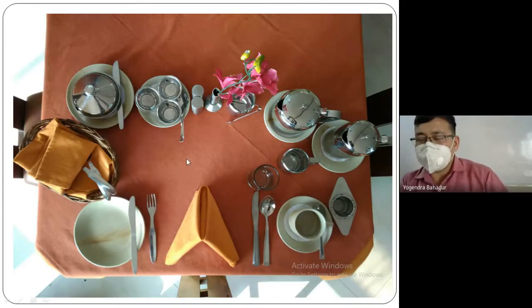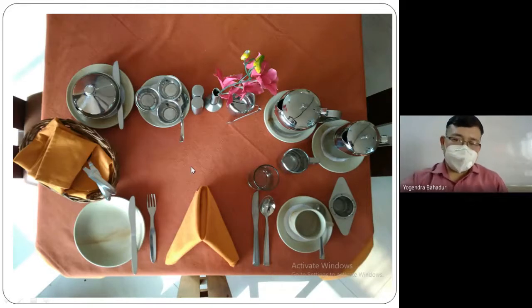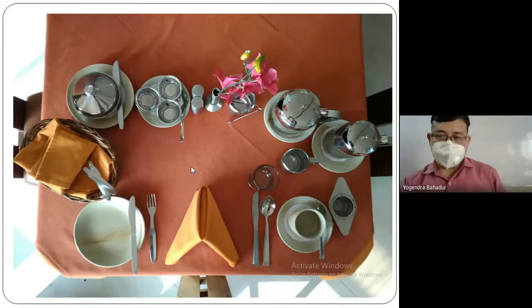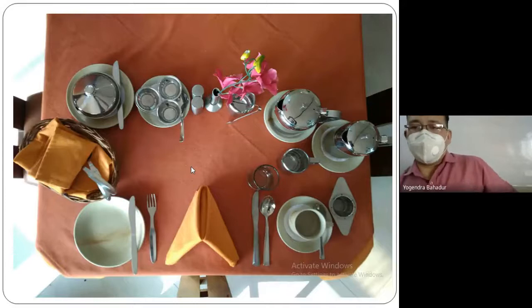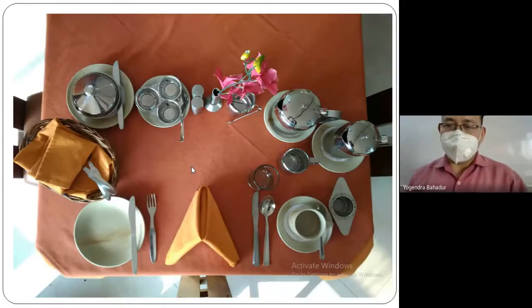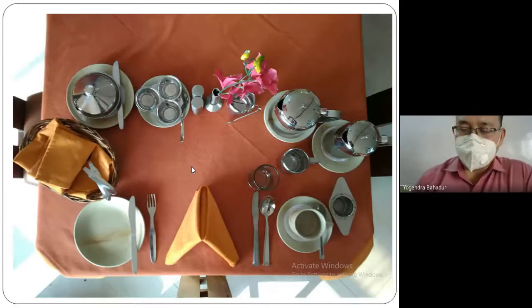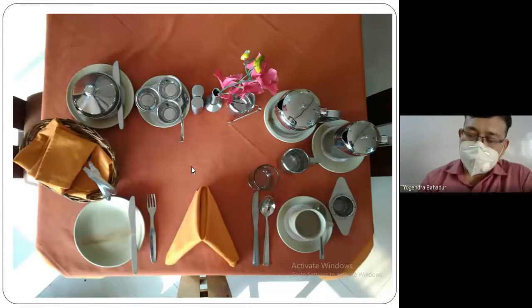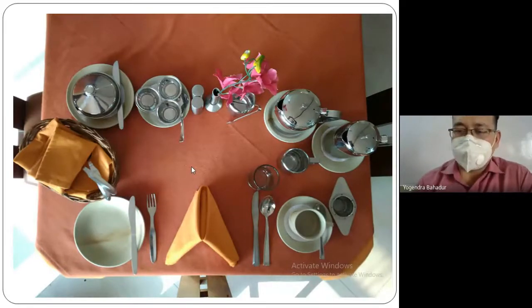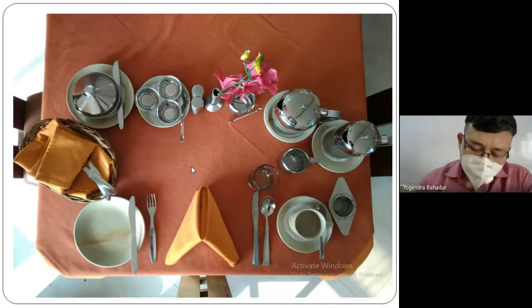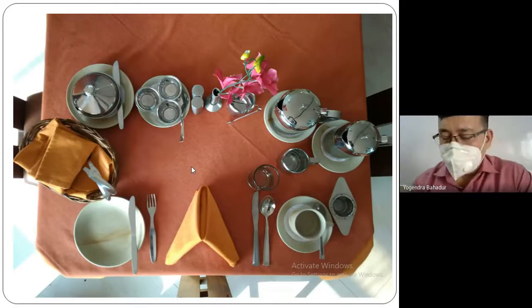So how is this particular cover different from the English breakfast cover? Whatever cover we lay down, we are going to compare it with the English breakfast cover, so it will become very easy for you to memorize. All the things are the same, but there are two variations. In the Indian breakfast cover, two variations have occurred.